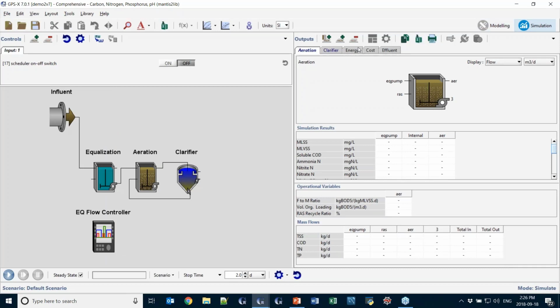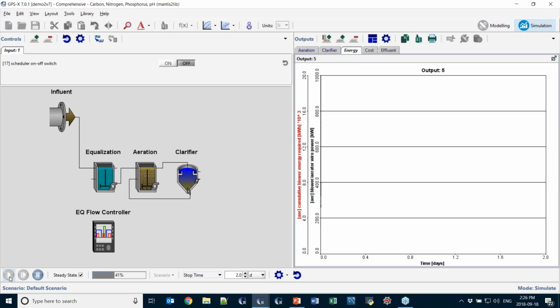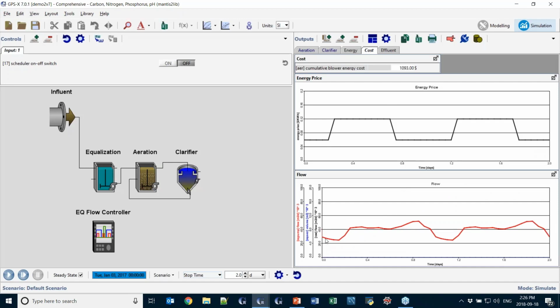Okay, so we're going to run 2 days again. You'll be looking at a very similar graph as what I showed you before. So there's 2 days, and we can see here's our flow going up and down during the day. So we can see our aeration requirement in terms of power is going up and down during the day. And let's take a look at the cost. Right now, this red line represents the amount of flow that is coming out of that equalization tank. It's basically the same. The influent is just flowing straight through and into the aeration basin. And here's our energy going up and down during the day. This is the uncontrolled version. It's the same thing that I showed you before. As you remember, it's around $1,100 to aerate for 2 days.